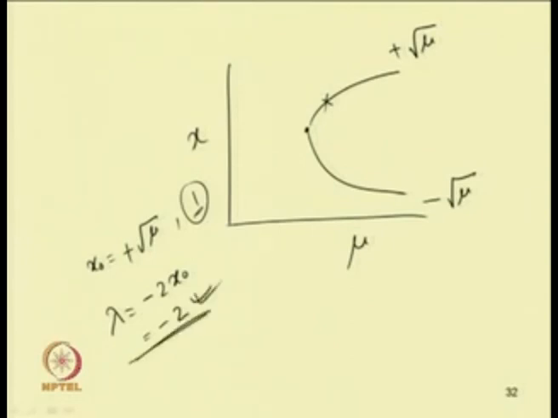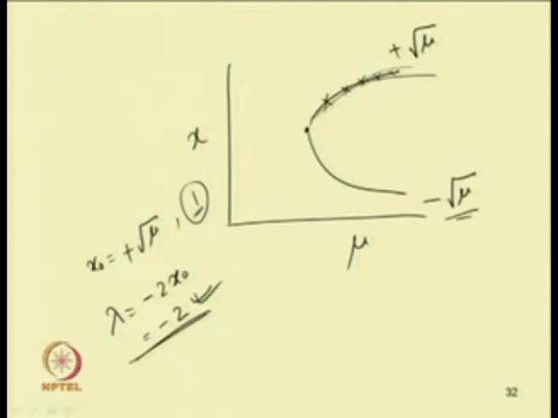So, as lambda becomes minus 2, or negative, the real part of the eigenvalue, in this case we are getting only real. As lambda becomes negative, this response becomes stable. That means we will have a stable solution here. So, this is a stable solution, corresponding to our x equal to minus mu.